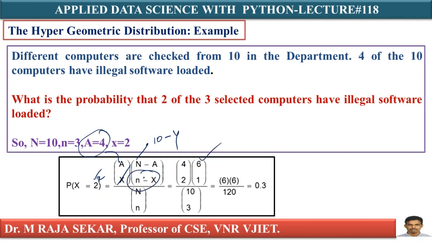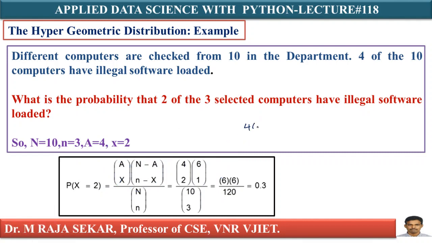N minus X: what is my N minus X? Small n is 3, minus X means 2, so 3 minus 2, that is 1. So 6C1, by capital N is 10, small n is 3, that is 4C2. This is just a matter of simple calculation.